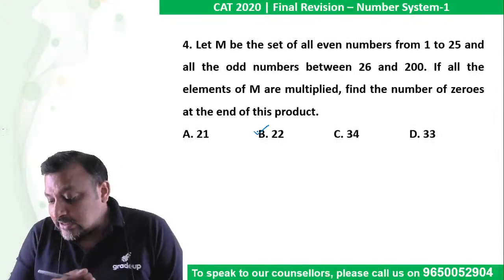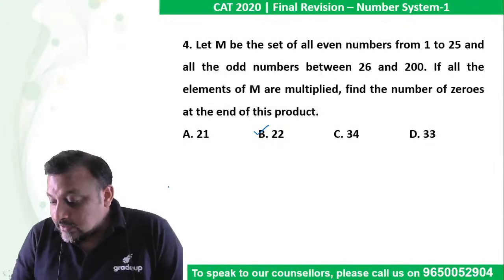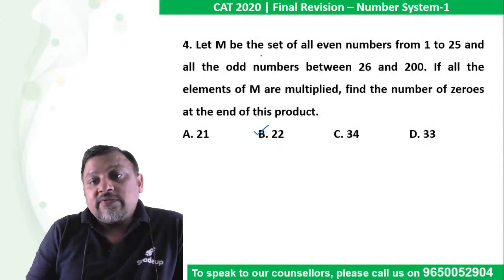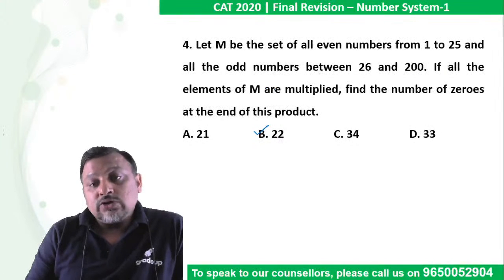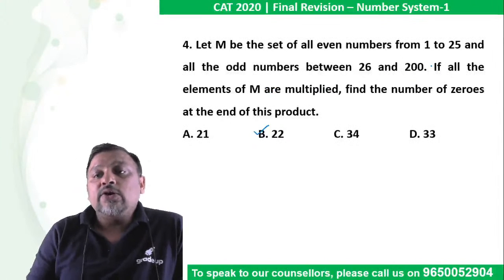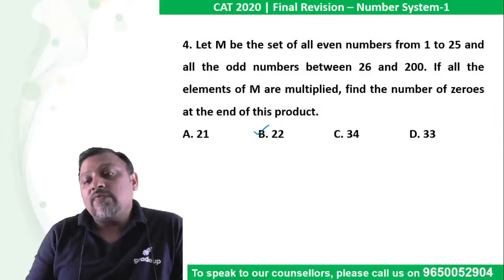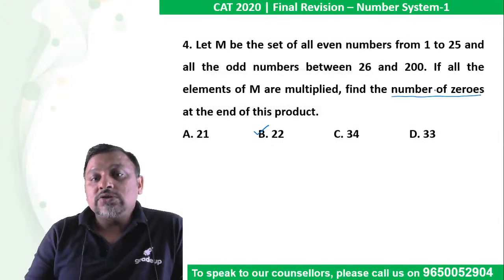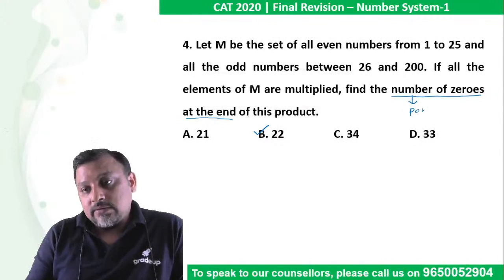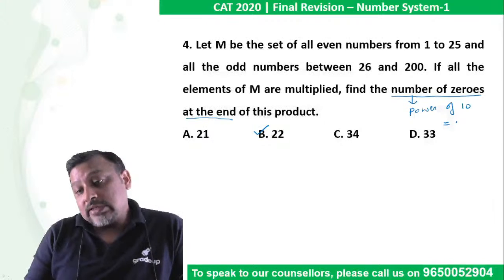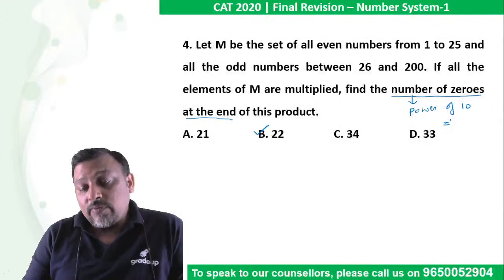Okay, so let's discuss this. Good Ankit. It is given M is the set of all even numbers from 1 to 25 and all odd numbers from 26 to 200. If the elements of M are multiplied, I need to find the number of zeros at the end of this product. Number of zeros at the end means the power of 10, which in most cases is the same as the power of 5, but not always.